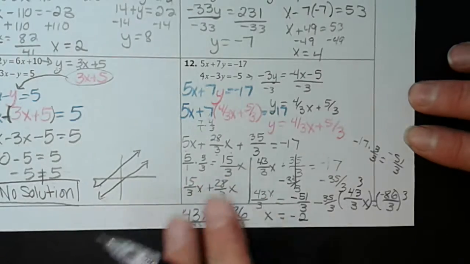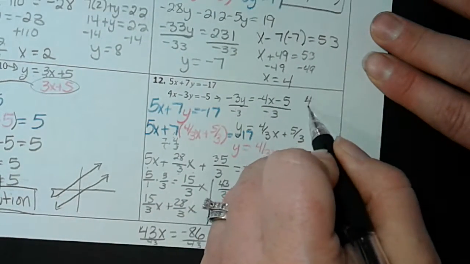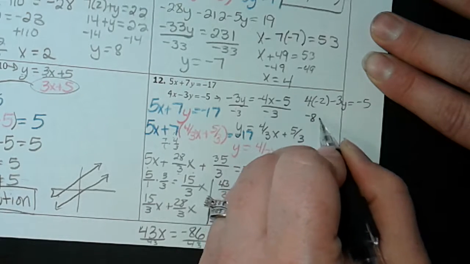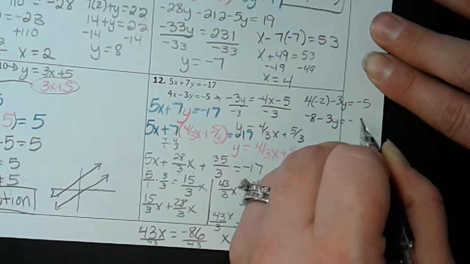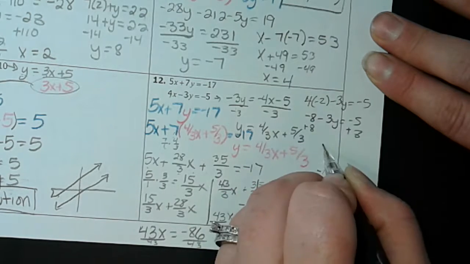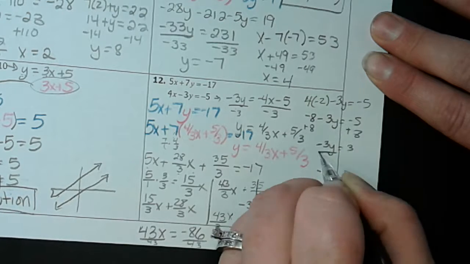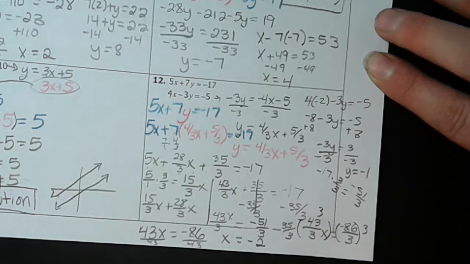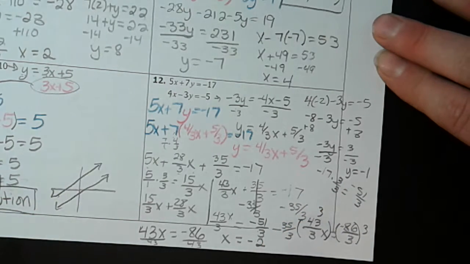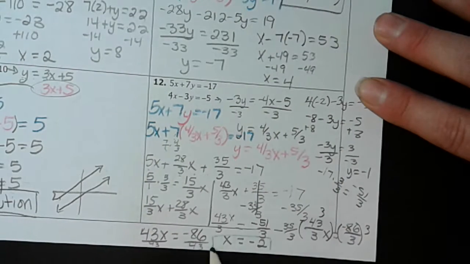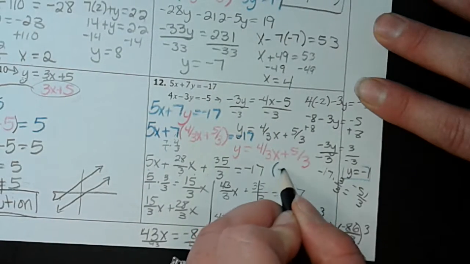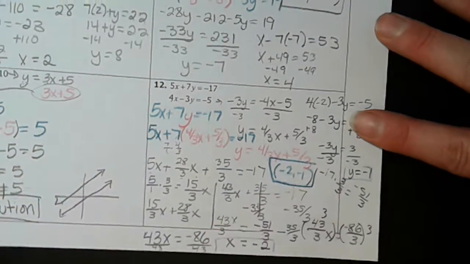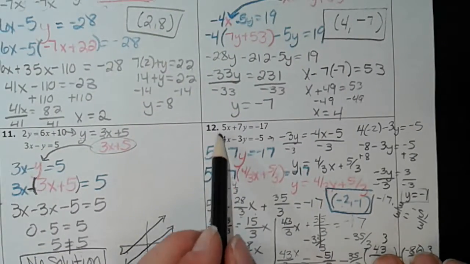We're going to plug that back into one of these. So we're going to say 4 times negative 2 minus 3y equals negative 5. That's negative 8 minus 3y equals negative 5. Add 8 to both sides. We have negative 3y equals 3. Divide by negative 3, and y equals negative 1. Wow, look at all that mess. Okay, so our final answer is x equals negative 2 and y equals negative 1. So it's the point negative 2, negative 1. And that is the point where these two lines cross. It's the only point that these two lines share.